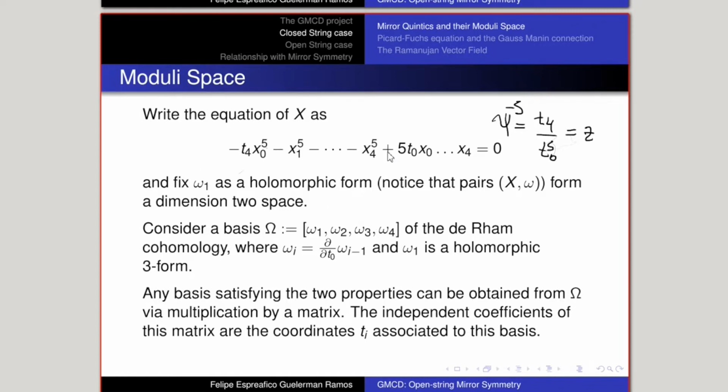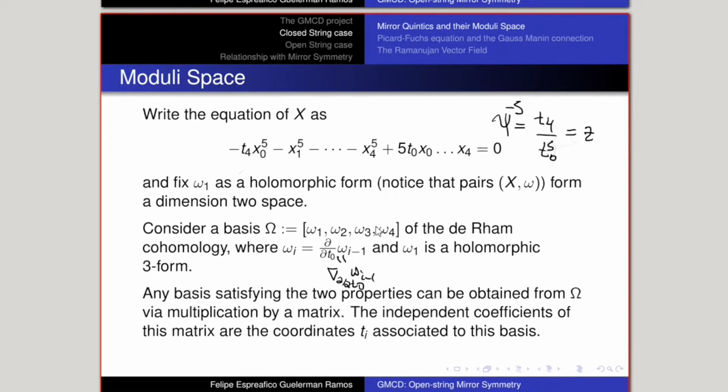And then we start with this equation and a holomorphic form, and we consider the basis given by derivation of this form. So we take derivatives with respect to this coordinate T0. If you want, this is just the Gauss-Manin connection, right? You can abuse notation and write it as a derivative, but formally this is the Gauss-Manin connection again. And then we have this basis given by derivations.